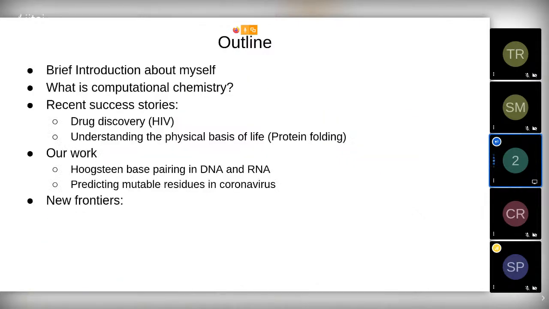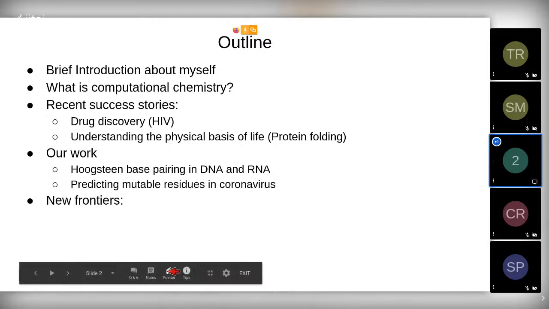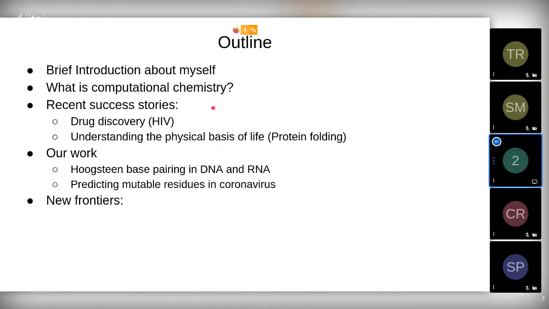I will begin with a brief introduction about myself, and then I will give an idea about what computational chemistry is. Then I will move on to discuss some of the recent success stories of computational chemistry in solving some real life and also scientific problems. Then I will touch upon some of the work that I performed as a part of my PhD, and then I will give a brief idea about some of the new frontiers and emerging areas of computational chemistry that will, or most likely will, become very big fields in future.